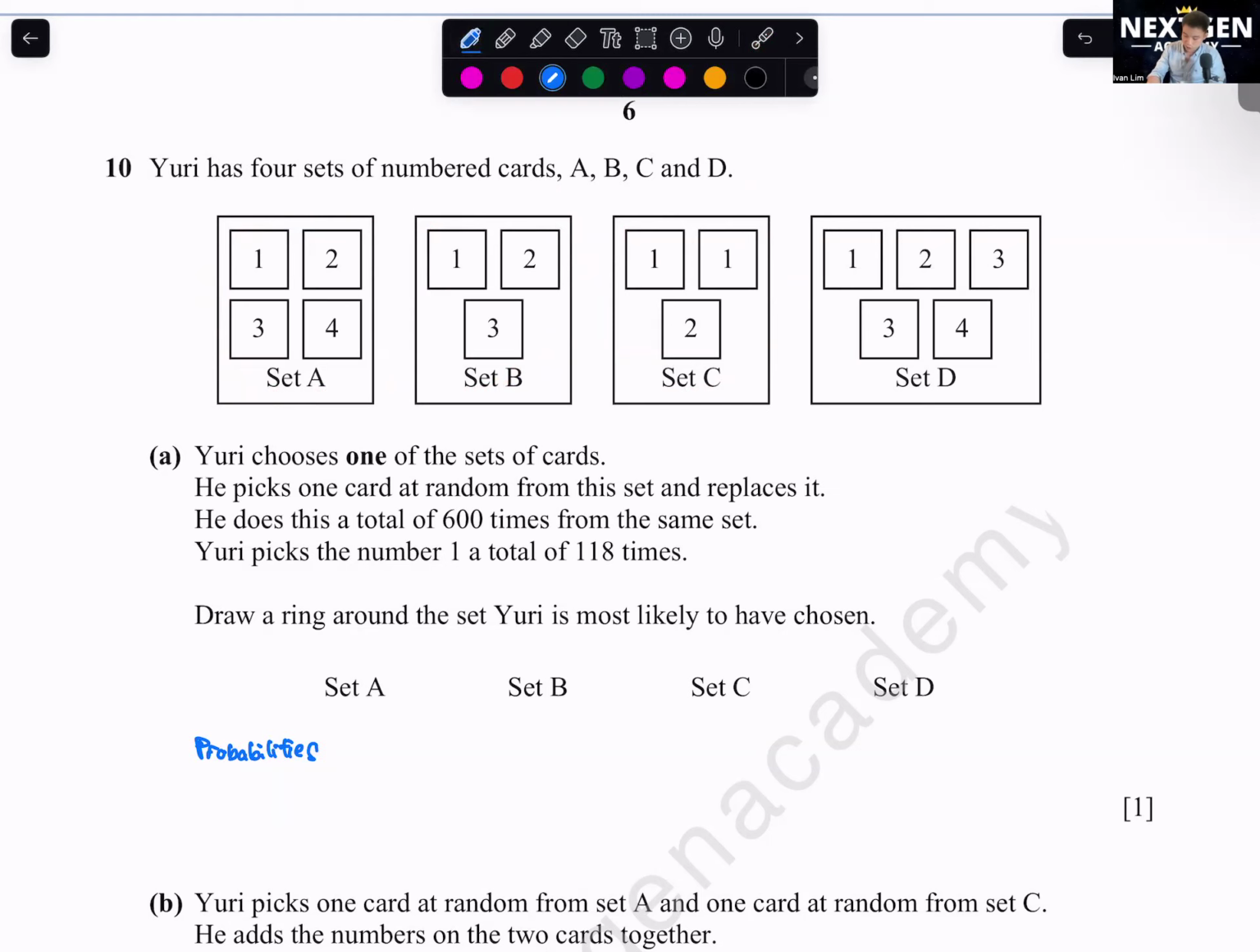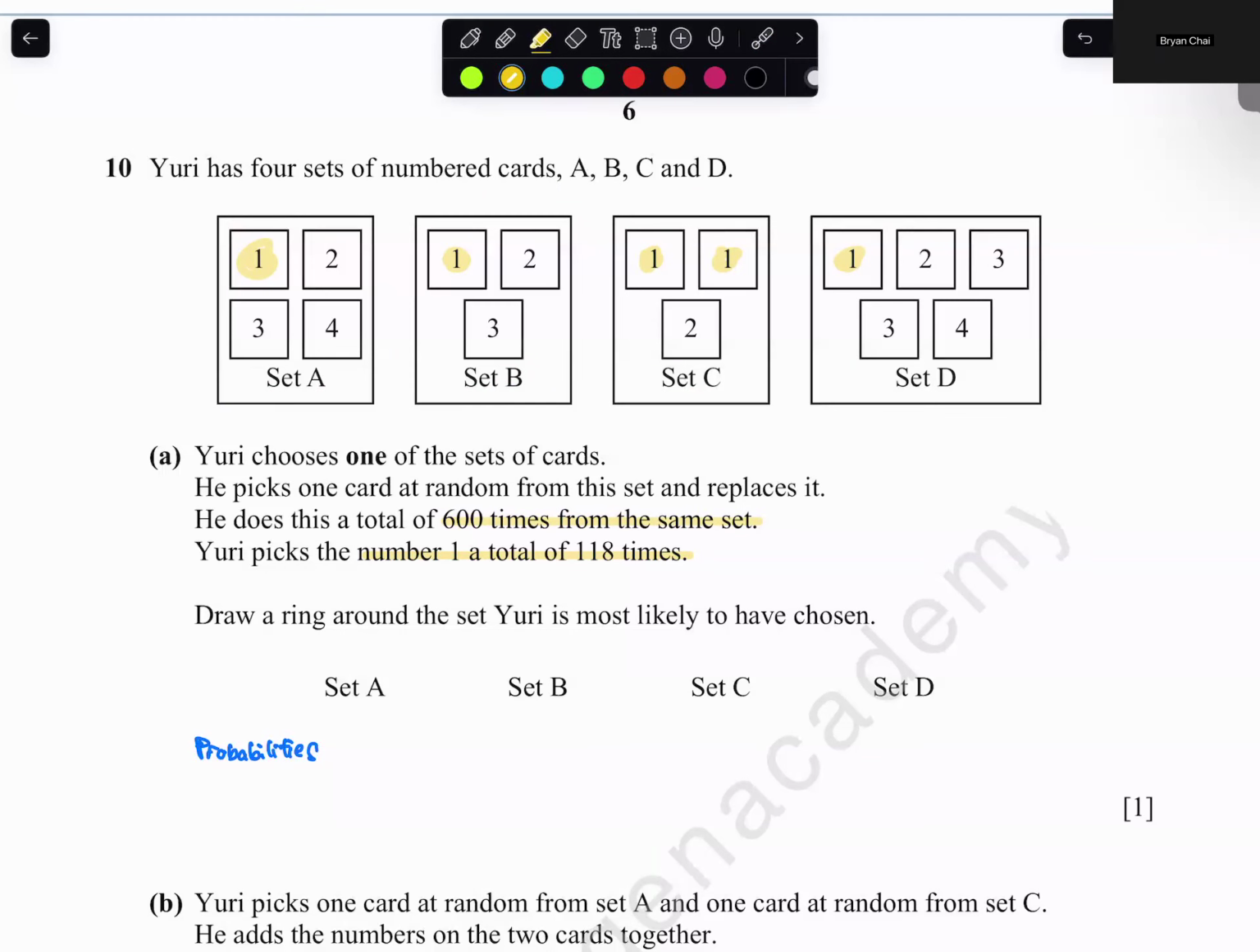It's a probability. So he took number 1. Oh, sorry, it's number one, not number three. So all of it has a one. You have to observe how many ones you have for all of it. He took 118 times out of 600.